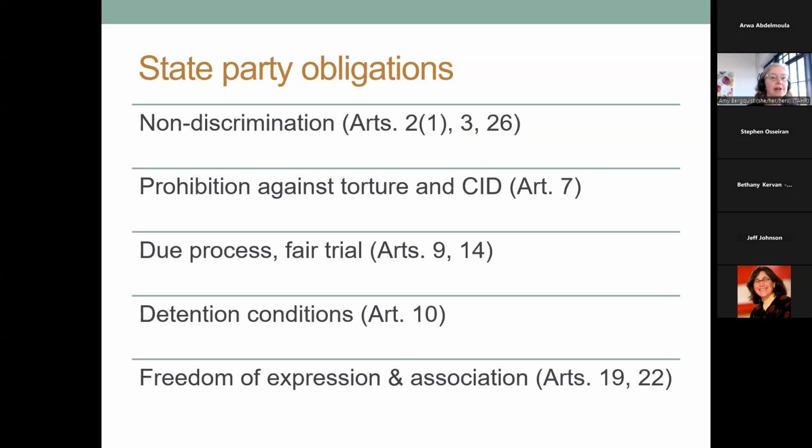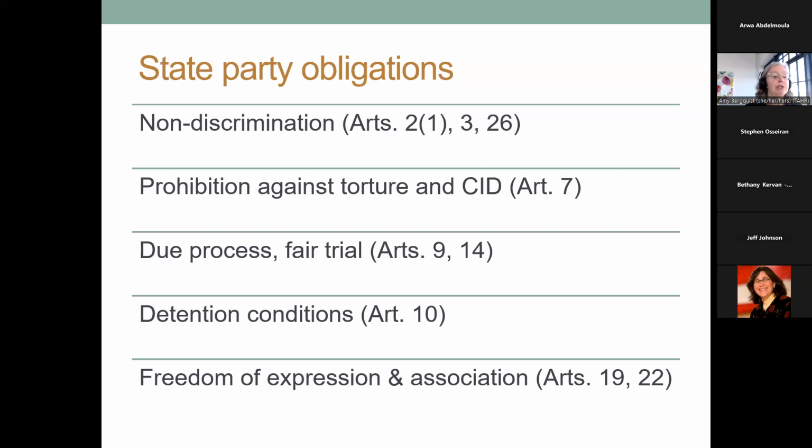State party obligations under this covenant: non-discrimination is an important part of all of these human rights treaties. In this particular treaty, it falls under Articles 2, 3, and 26. There's also a prohibition against torture and cruel, inhuman, and degrading treatment in this particular treaty. There's also language about the right to due process, the right to a fair trial, which is highly relevant in capital proceedings, and also detention conditions. We'll look at the conditions of detention for people under sentence of death.